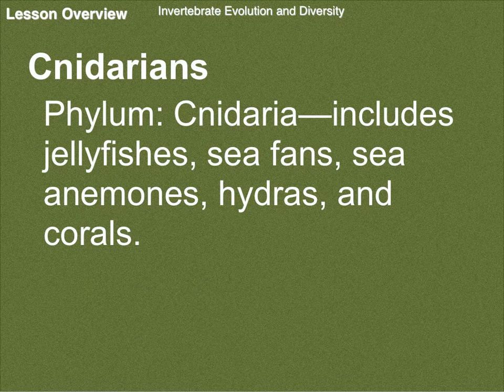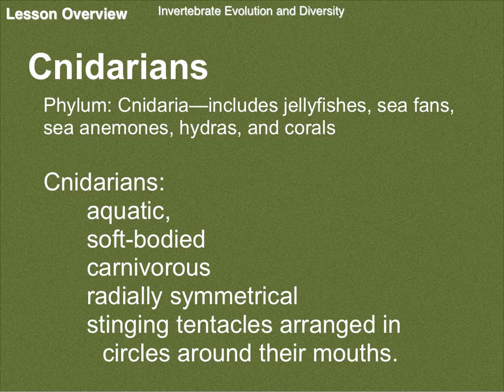Cnidarians. This is the phylum that includes jellyfish, sea fans, sea anemones, hydras, and corals. Cnidarians are aquatic, meaning they live in the water. They're soft-bodied. They're carnivorous. They eat meat. They have radial symmetry, so you can cut in several different planes. They have stinging tentacles that are arranged in circles around their mouths.